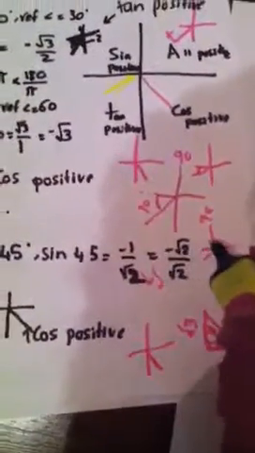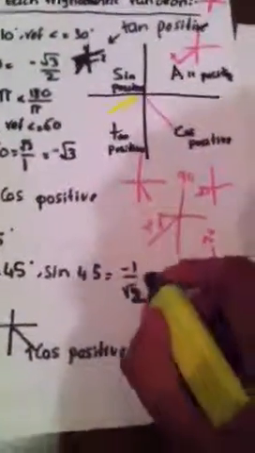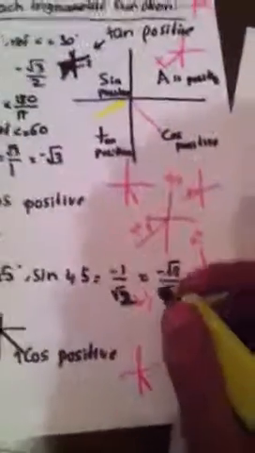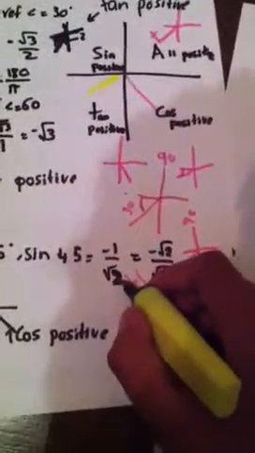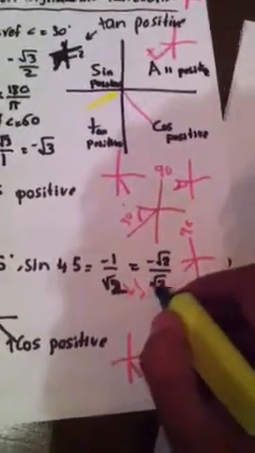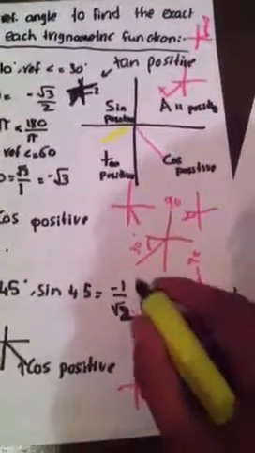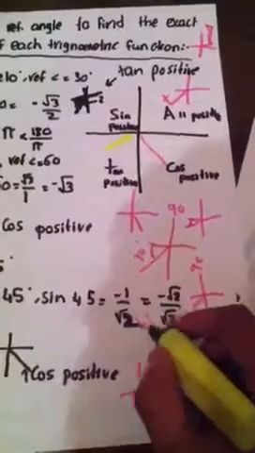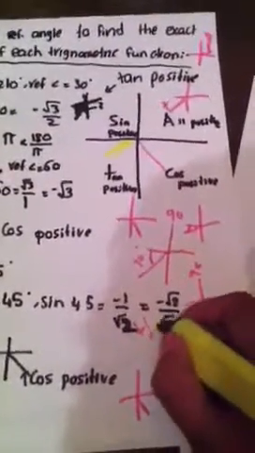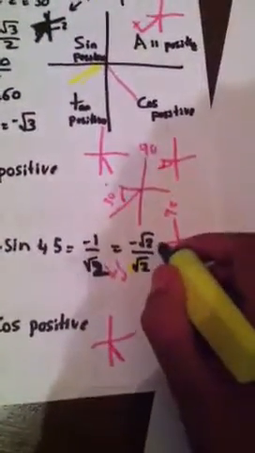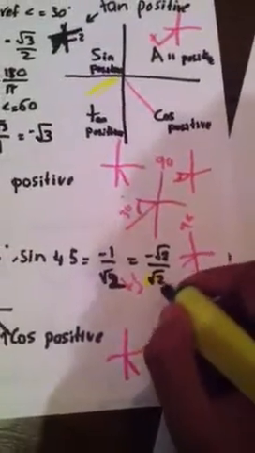It will be equal to 1 over root 2. As we learned also, a root cannot be left in the denominator, so we will multiply by root 2 over root 2. It will be equal to root 2 over 2.